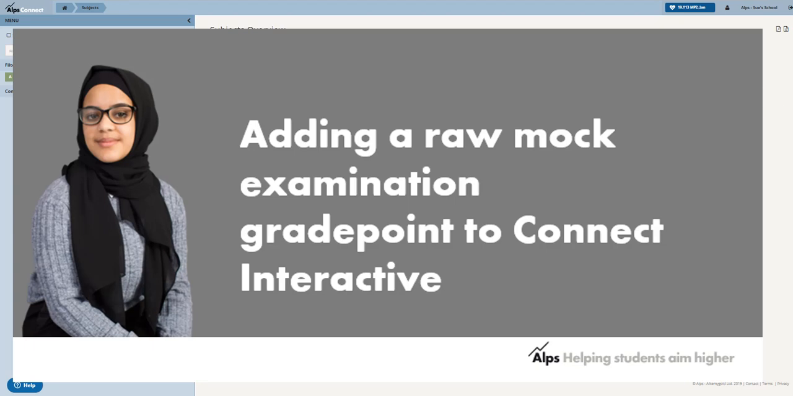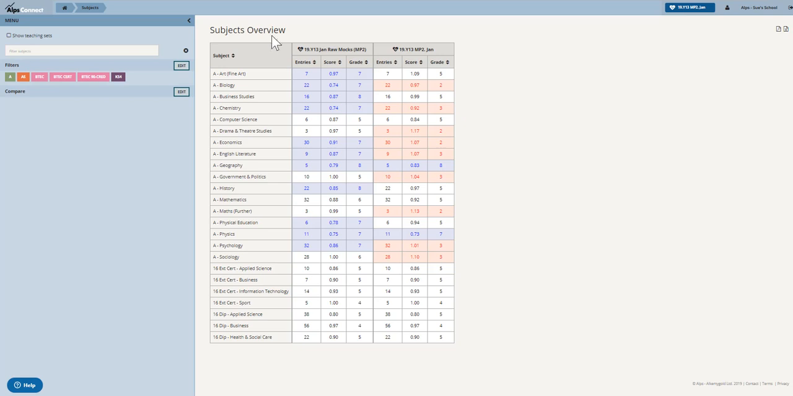Hi there. So in this video, we're going to look at the impact that you might have importing a raw mock grade into Connect. So I'm in the subject overview. I've got two grade points selected. The first one is the raw mock grade. So I've asked my data manager to pop into Connect as a grade point the raw mocks.